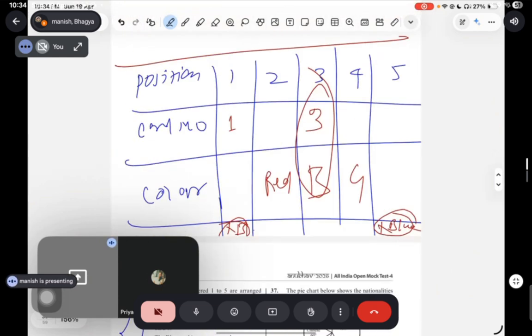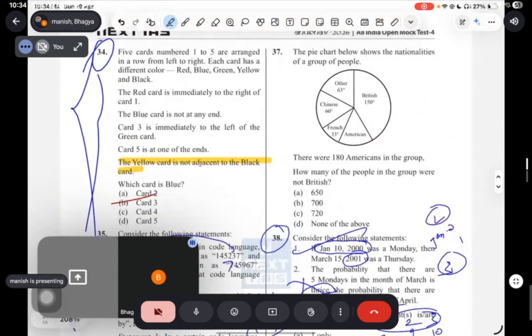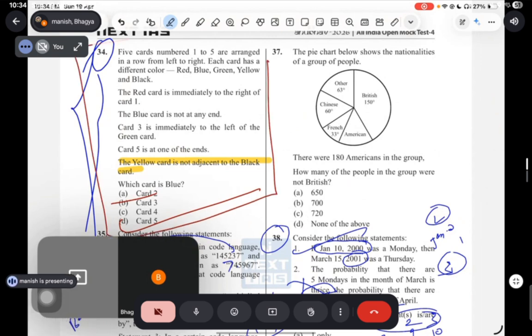Tell, where are you stuck? Manish, I am thinking which one will come at the end because there are two, black and yellow. I am arranging that. Is that not asked? I am not thinking that, I am placing the black and yellow. So Priyal, stop the video.